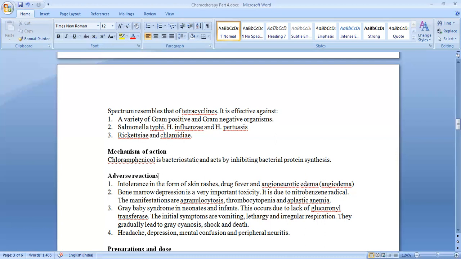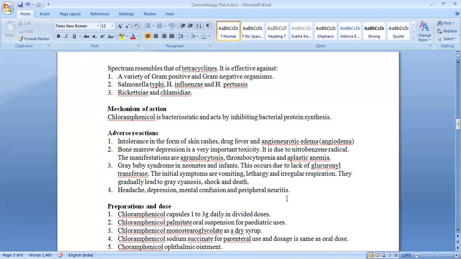So that child's color will start changing. It will start becoming gray in color. That can lead to shock, and the baby may even die. Now, because a baby turns gray in color in this toxic effect, it is called gray baby syndrome. So this gray baby syndrome is one very important toxic effect of chloramphenicol. And in some people, it can also cause headache, depression, mental confusion, and peripheral neuritis.